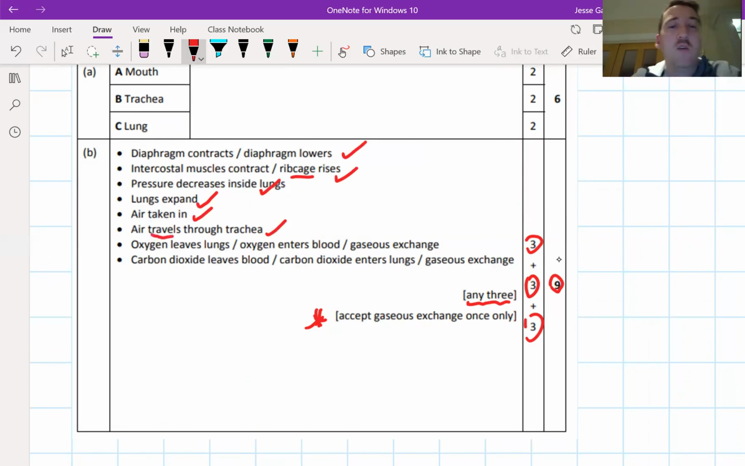You don't have to say the word travel, you can just say air moves, or air flows through the trachea. That's not important, but you should definitely be talking about the trachea because we've already named it in the diagram above. So use those labels again in your answer, guys. That's important. Use the information on the page. And then gas exchange down here, where oxygen enters the blood and carbon dioxide enters the lungs. So just any 3 of those, guys.